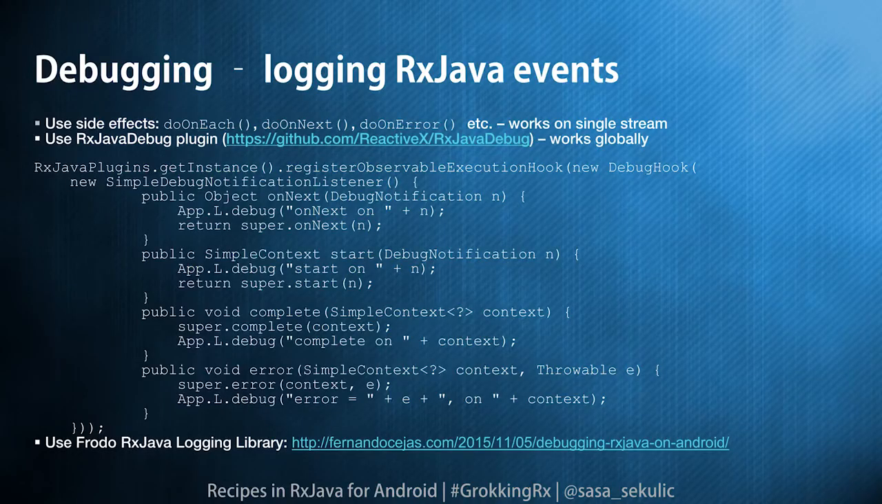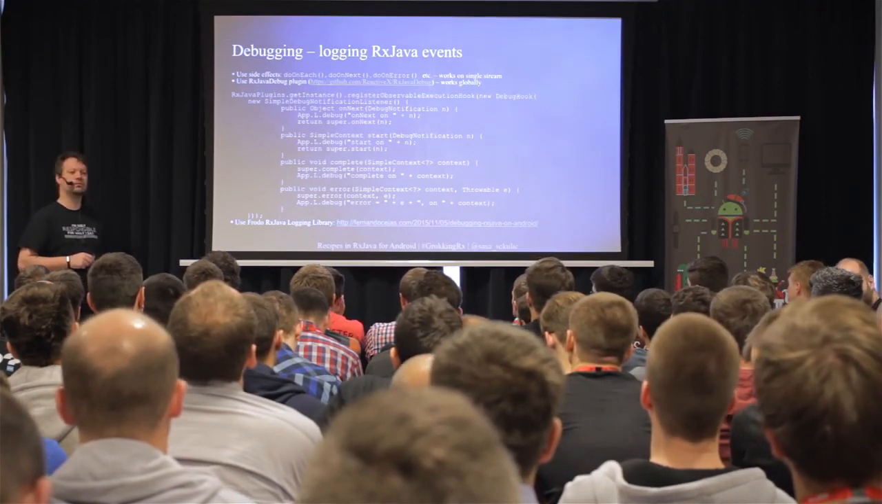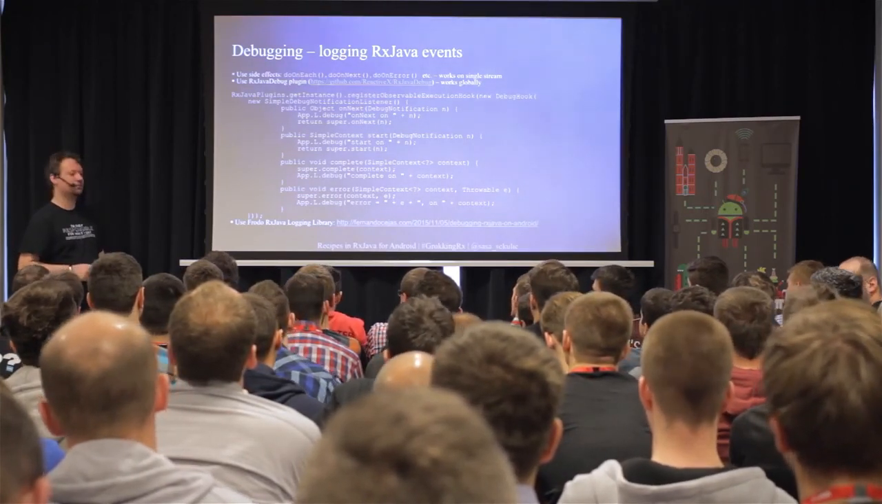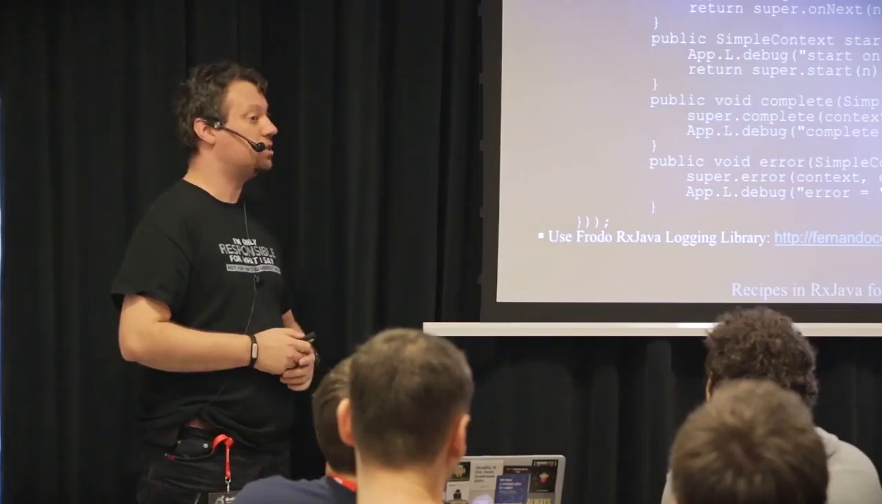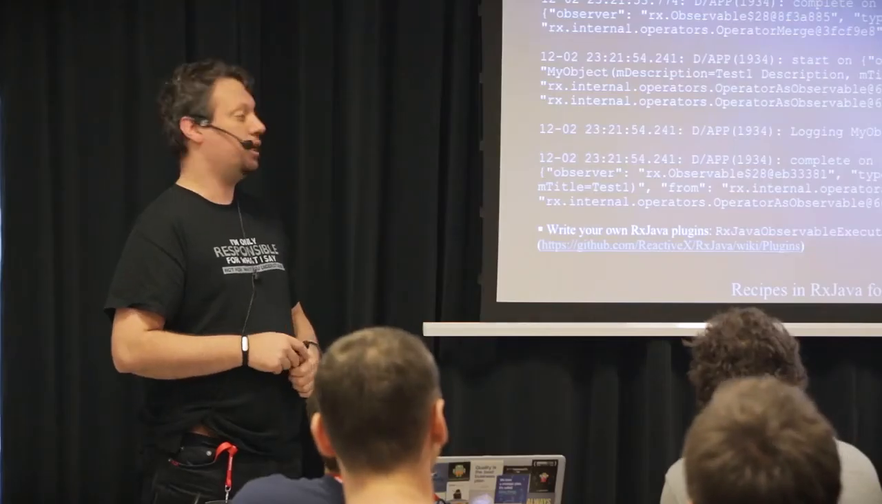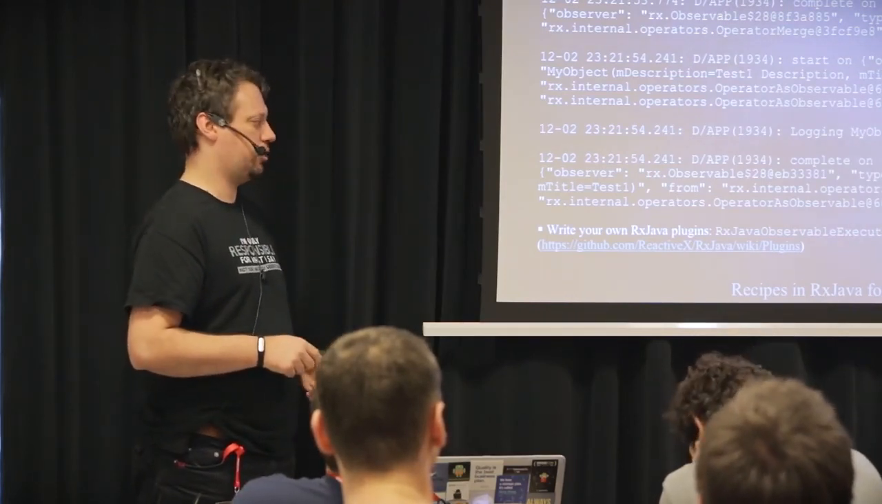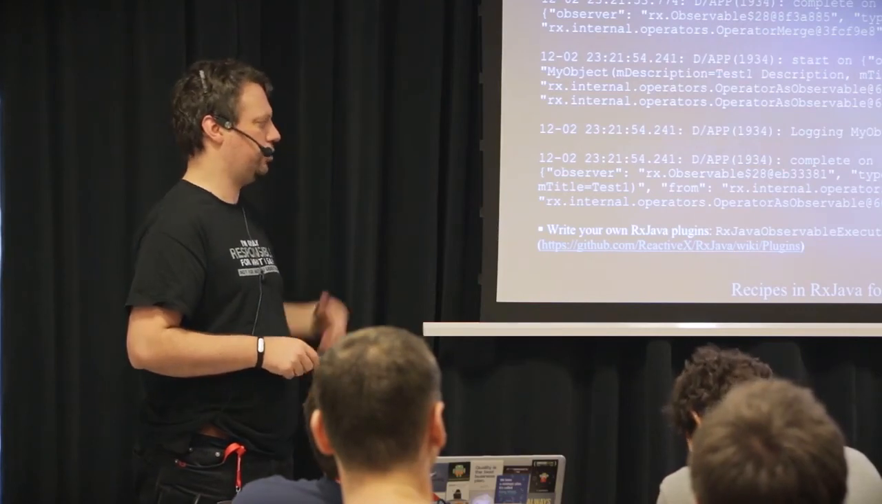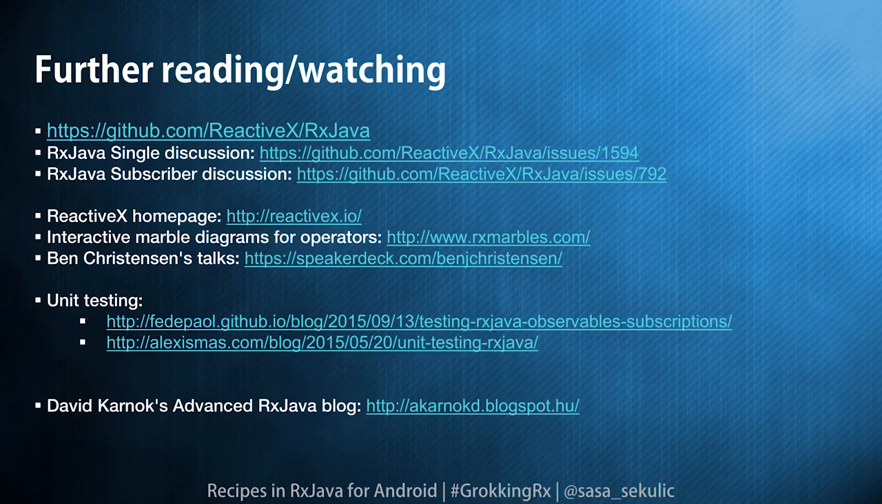Coming back here, there's also the Frodo RxJava logging library, which was written by, I think, somebody very famous that's here in the room, Fernando Cejas. He also has a nice blog, so please go there and read the stuff that's there. It's very useful. And you can obviously write your own RxJava plugin. This debugging uses the observable execution hook. You also have the scheduler hook. You also have the error handlers. You can just write your own error handler if you want to.